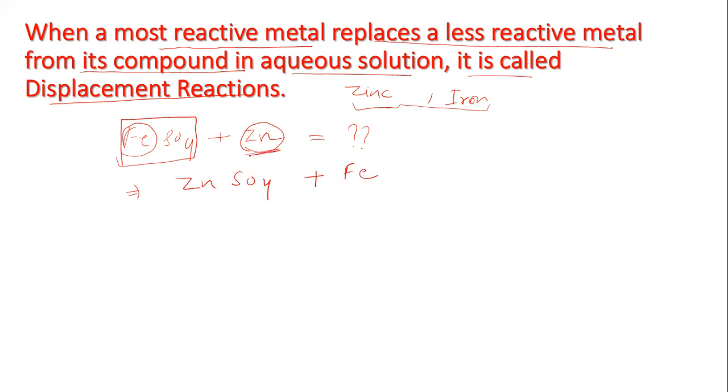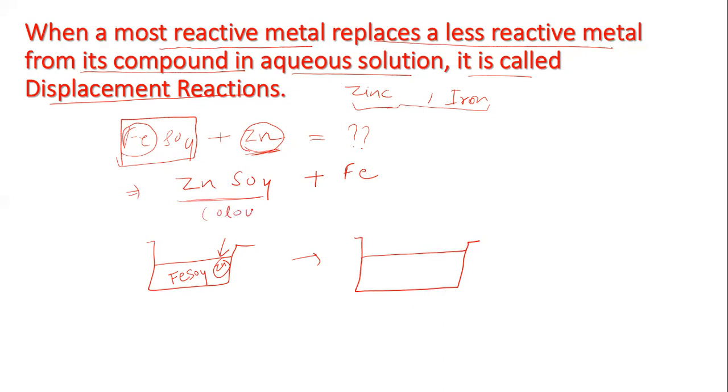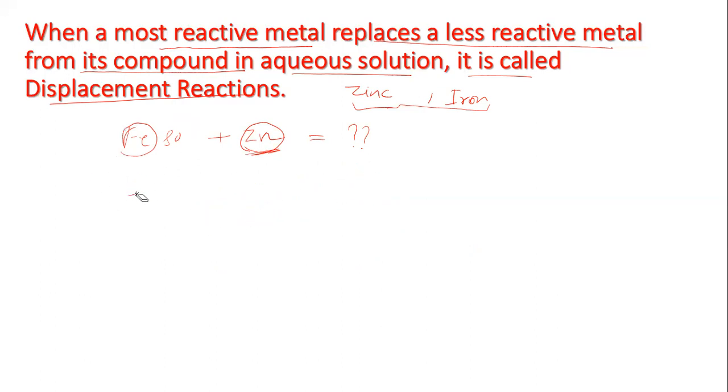Earlier there was iron sulfate solution, which is green in color, and then we added a zinc granule to it. The output we obtained was a colorless solution because we obtained zinc sulfate, which is colorless, plus Fe. Fe means iron, and you can find some deposits of iron there. So this will be the output. Similarly, we will take other reactions as well, so let's see the other reactions and try to solve them.